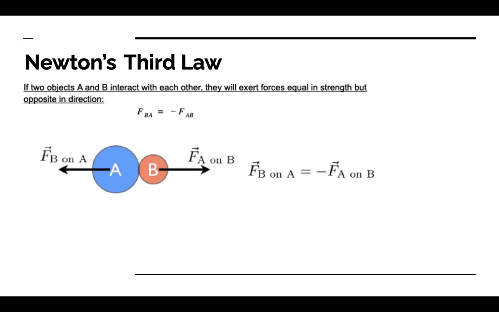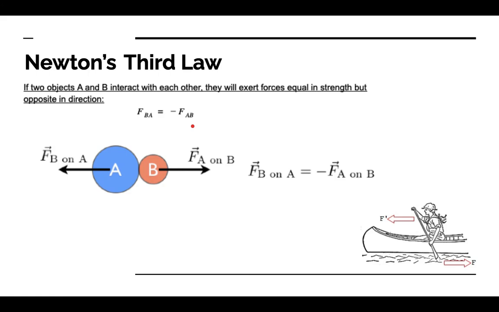Lastly, we come to Newton's third law, which states that if two objects A and B interact with each other, they will exert forces equal in strength but opposite in direction on each other. You may have heard this in a more common form. For every action, there's an equal and opposite reaction. So if we have two objects A and B that collide, let's say two billiard balls, the force of B acting on A is going to be equal in magnitude to the force of A acting on B, but opposite in direction, hence why we have the negative sign right here.